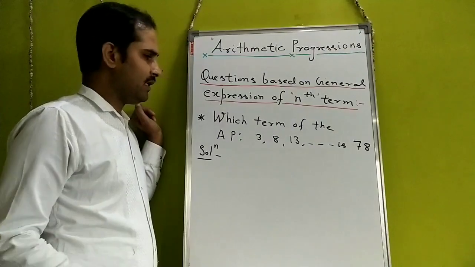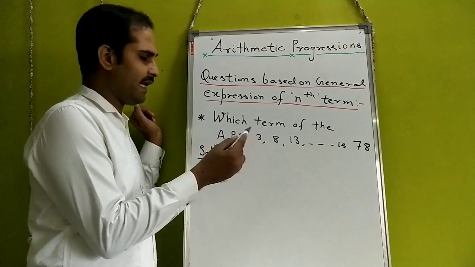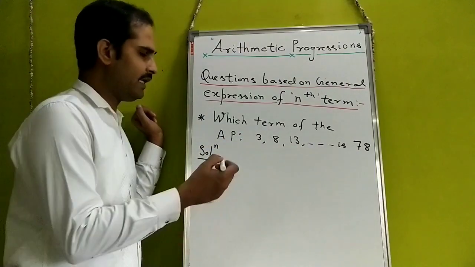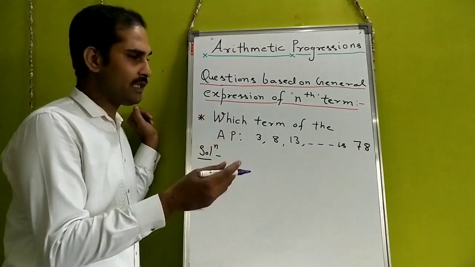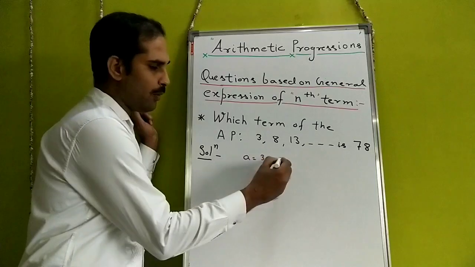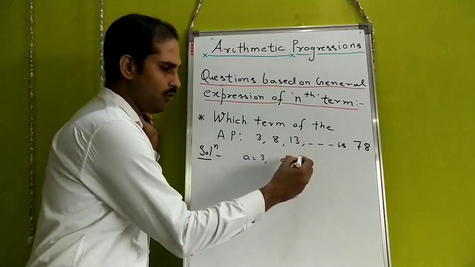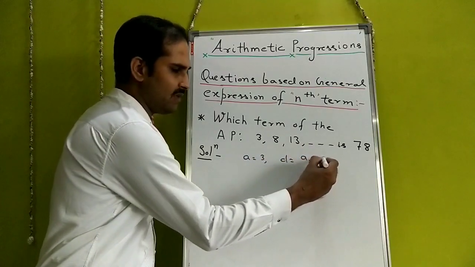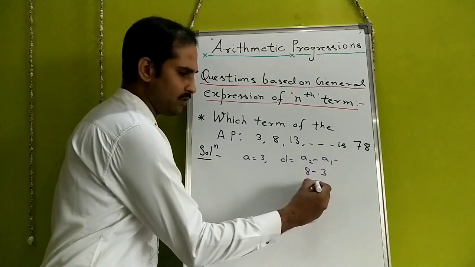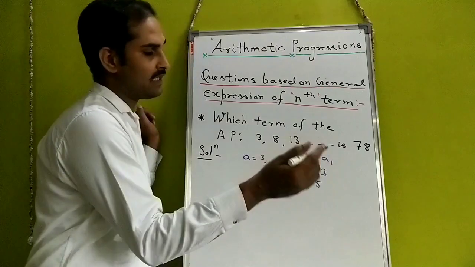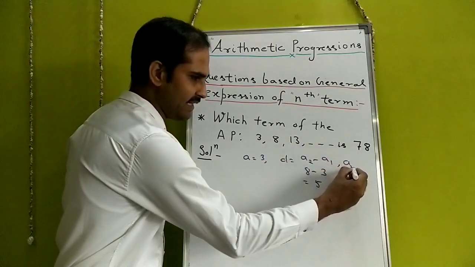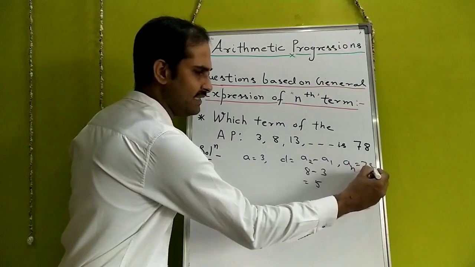Next question, we have to find which term of the AP 3, 8, 13 is 78. Here we have to find the position of the term. So a is equal to 3, and the common difference is the same throughout. So the second term minus the first term, that is 8 minus 3, is equal to 5. And the last term is 78. That means an is 78.